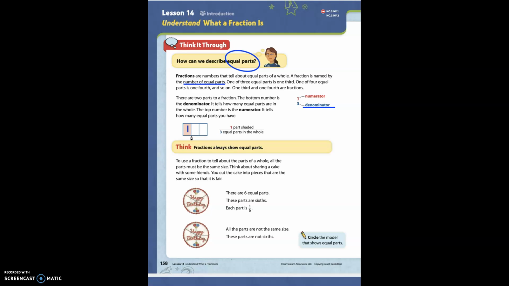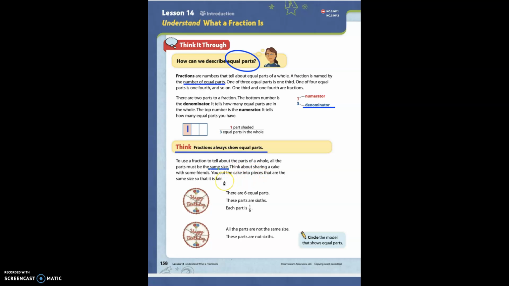Now, something else that's super important for you to always remember, we said it up here, but I'm going to say it again down here. Fractions always show equal parts. There's never going to be a time where the parts are not going to be equivalent or equal to one another. To use a fraction to tell about the parts of a whole, all of the parts must be the same size. That means they must be equal, same size.